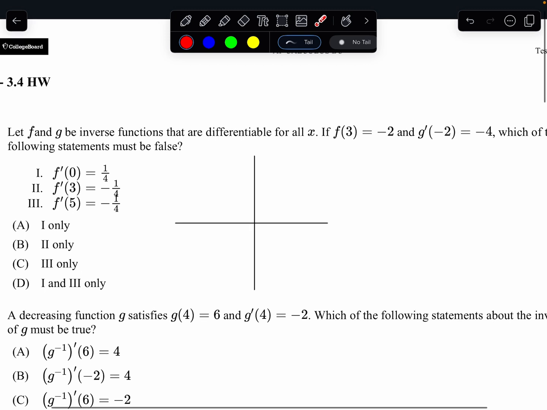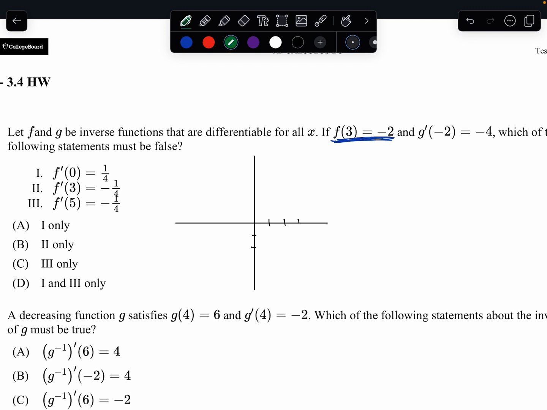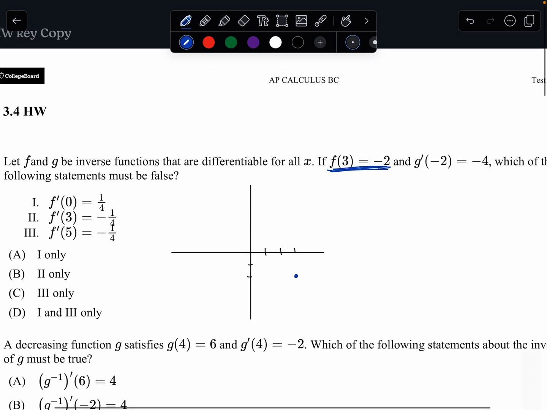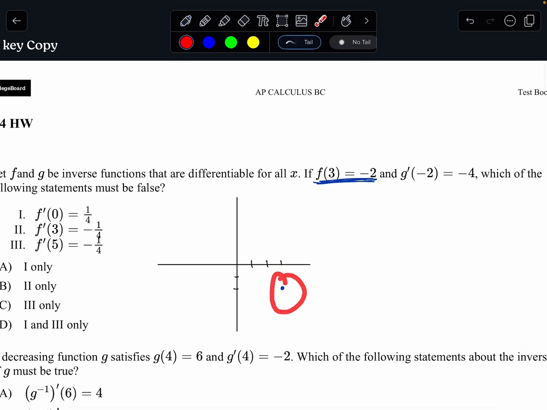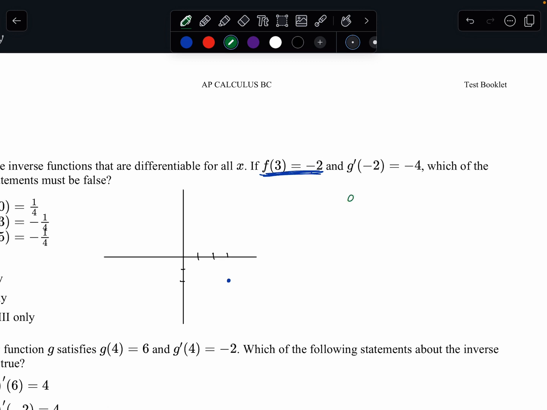So I'm given the point 3, negative 2 of f. So 1, 2, 3, 1, 2. I know that the graph of f, I'll do this in blue, and I'm going to do anything regarding g in green. The graph of f has the point at 3, negative 2. I don't know its slope right now, but I can get its slope pretty easily. But before I get its slope, g is going to have the point negative 2, 3.